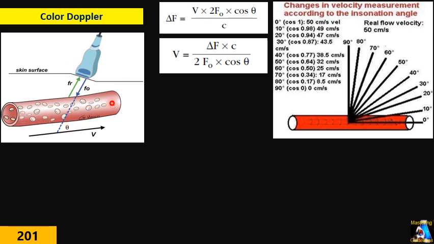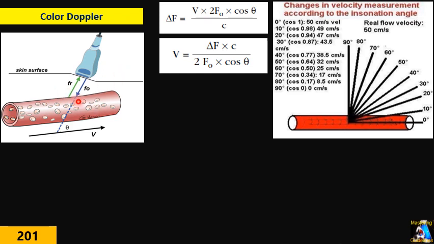hits the moving object perpendicular, meaning this angle becomes 90 degrees, the cosine of 90 degrees is zero. And with zero, the result of the Doppler shift will be zero, meaning the ultrasound machine cannot pick up any Doppler shift and it shows black, no blood flow, it doesn't show any blood flow.